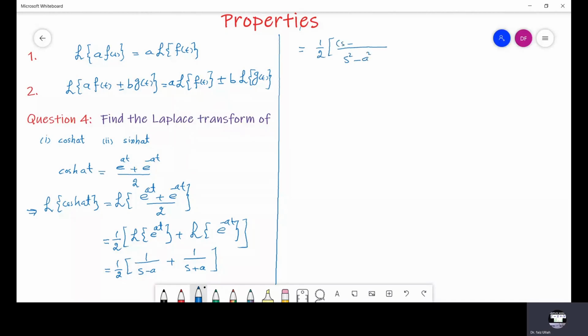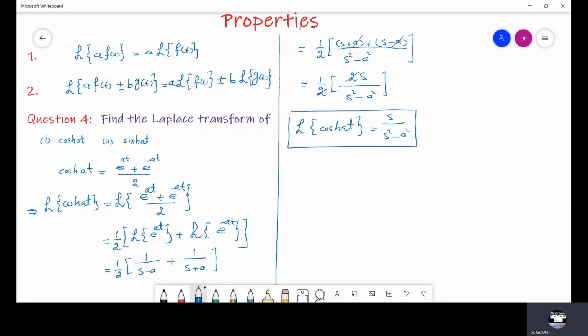And here we have to write s plus a minus, sorry, this is plus s minus a. And now let us simplify. Minus a and plus a, they will cancel. So we have 1 over 2 into 2s divided by s square minus a square. 2 will cancel with 2 and we get that the Laplace transform of cos hyperbolic at is equal to s divided by s square minus a square. So that is the basic formula for the Laplace transform of cos hyperbolic at.